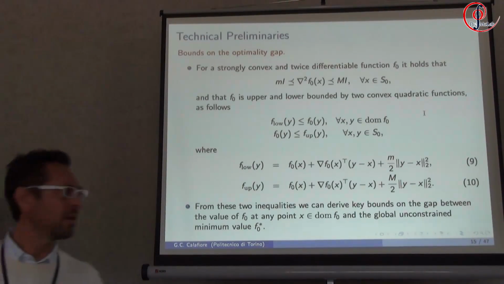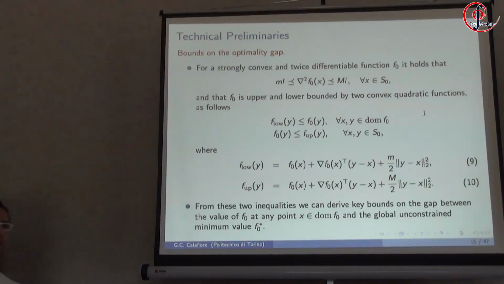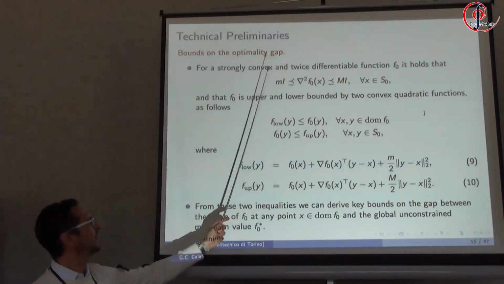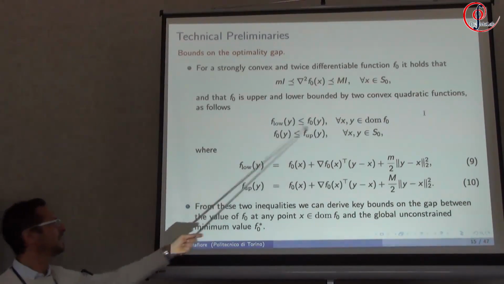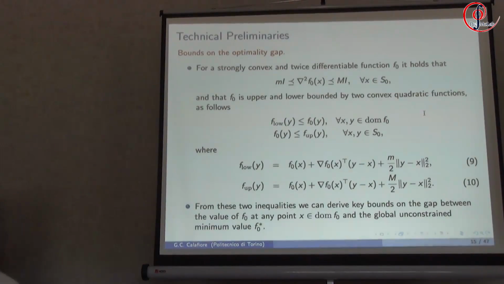There are quite a lot of technicalities here, but maybe just the take-home. The second inequality, f0 less or equal than f up, does not depend on x. Neither does the first; it holds for any y. Okay. Yeah, thank you. So the take-home concept is that for strongly convex functions, at any point we can bound them from above and from below with quadratic functions.